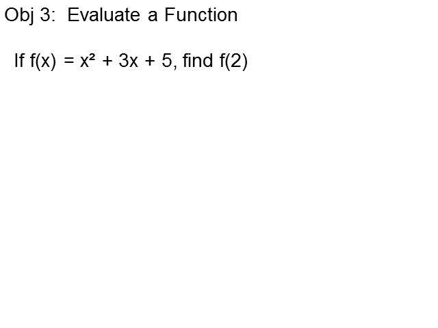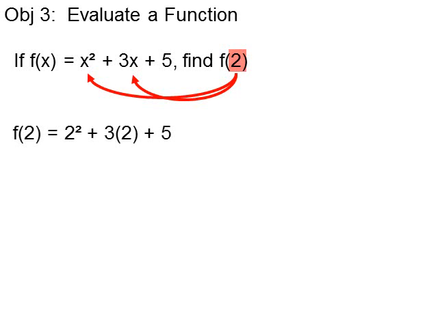So here's an example of evaluating a function. If f of x equals x squared plus 3x plus 5, and you need to find f of 2. Now remember, when you had f of x and now you have f of 2, all you did was replace the x with 2, which is what you would do on the other side of the function. So f of 2 equals 2 squared plus 3 times 2 plus 5, which equals 4 plus 6 plus 5, which equals 15.